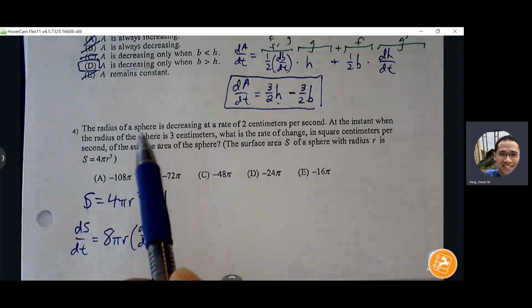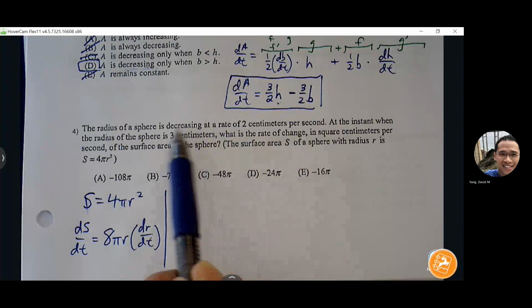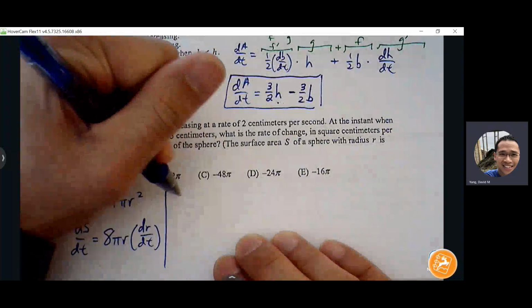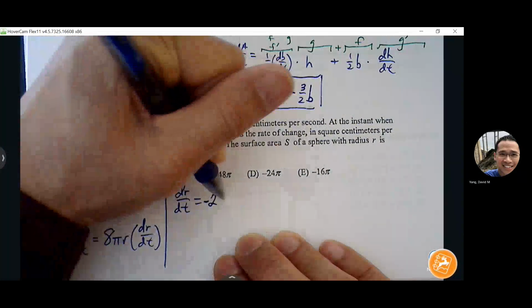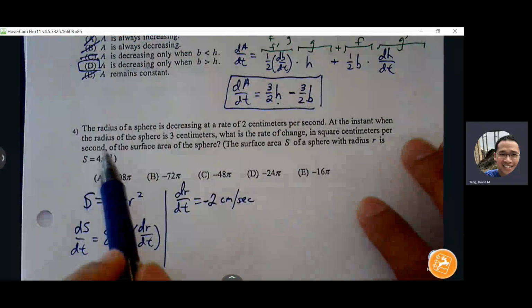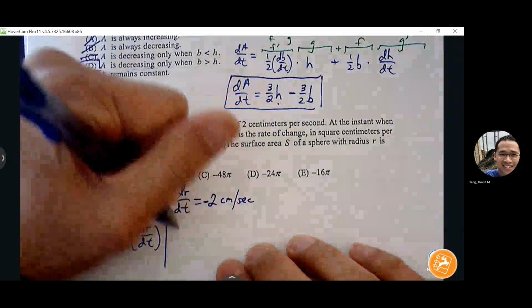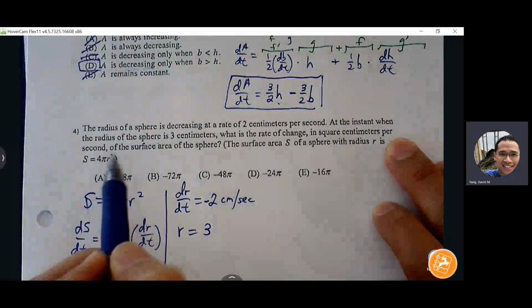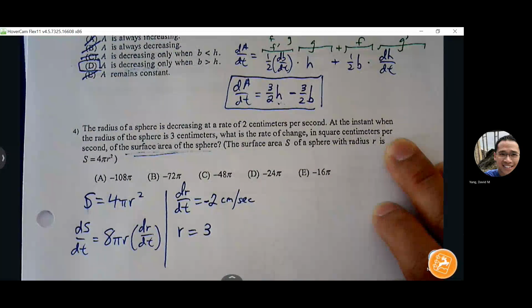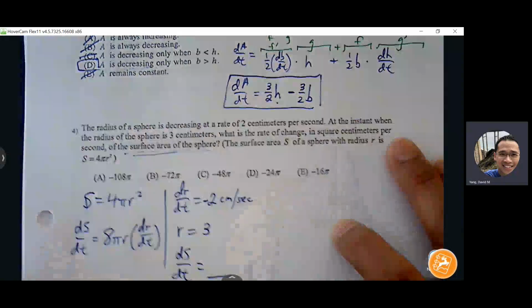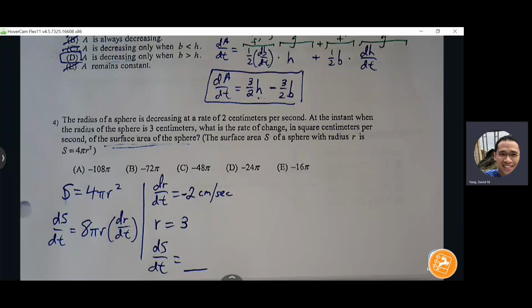Okay, let's list out some information here. The radius of a sphere is decreasing at a rate of 2 centimeters per second. What variable is that? dr/dt, and anything special with that? Negative. At the instant when the radius of the sphere is 3 centimeters, just r. What is the rate of change in square centimeters per second of the surface area of the sphere? What are we looking for? dS/dt. So this is pretty straightforward, right? Everything is in front of us. We just have to plug in and solve for dS/dt. Replace r with 3, replace dr/dt with -2, and the only variable left standing is dS/dt.